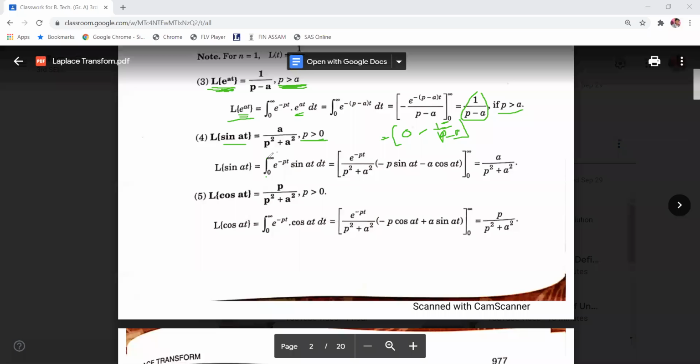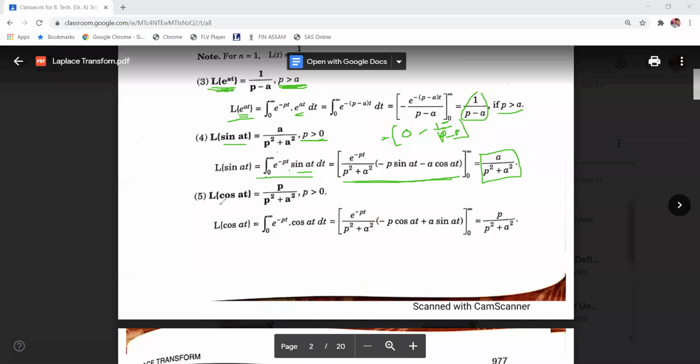So first, the integral from 0 to infinity of e to the power minus pt into sine of at dt. So u into v, just use the product formula. Use the product formula, integrate it, and you will find this one, whether you know the integration or not. Product formula of integration, so use that one here. You will get this one, and then you put this limit of integration. You will get this result.